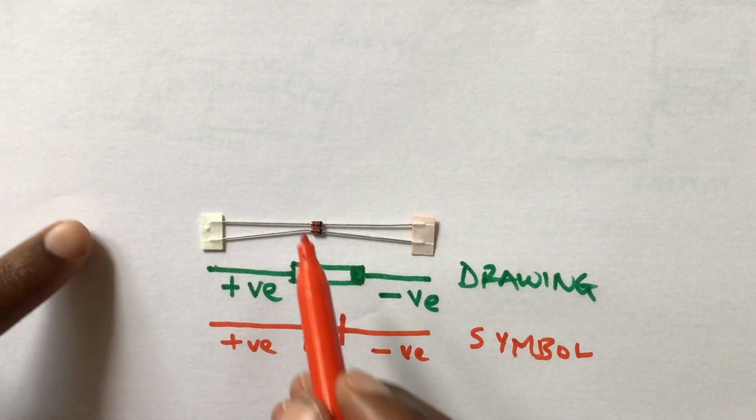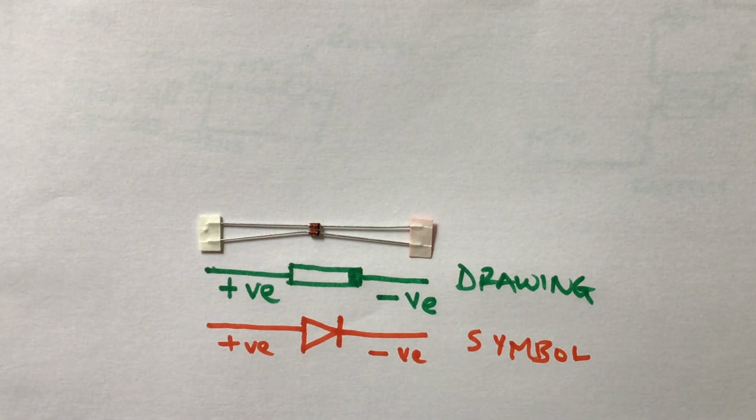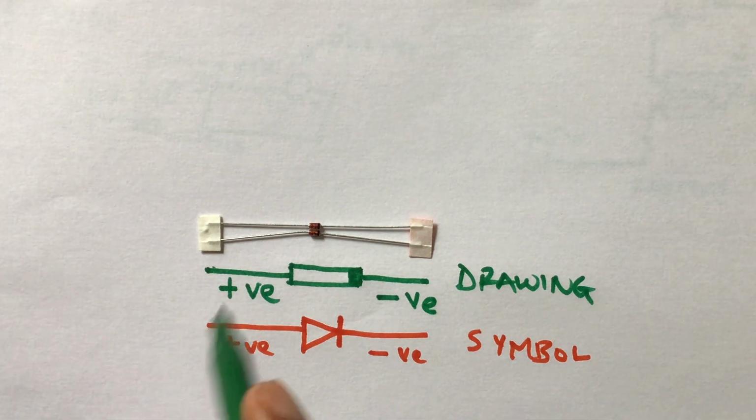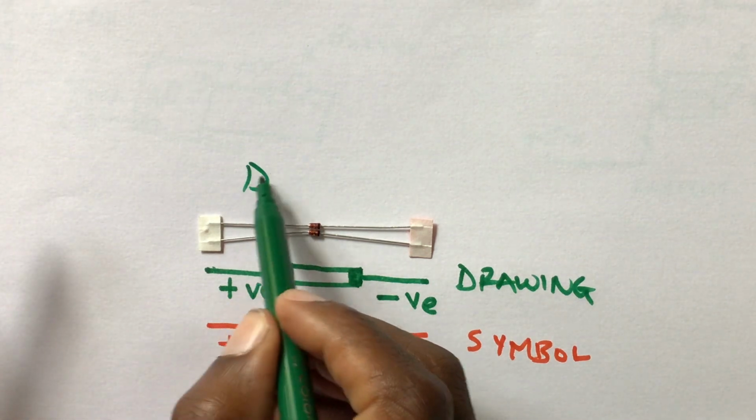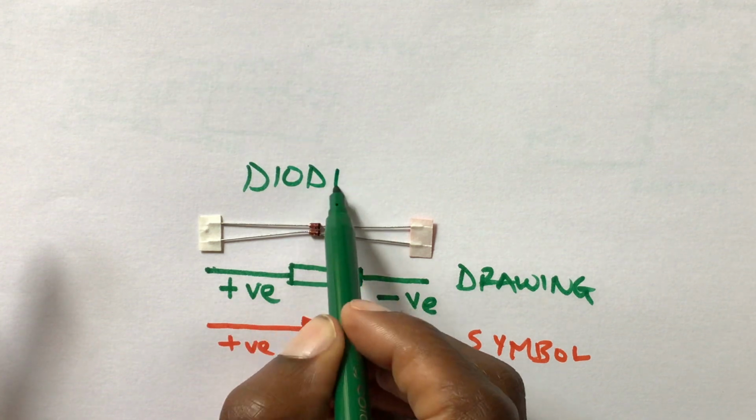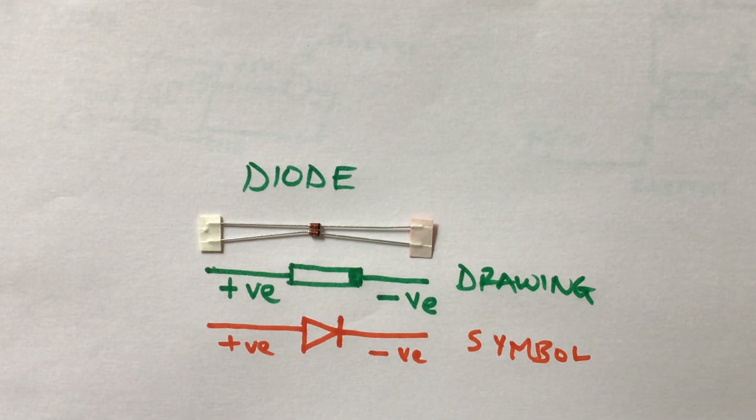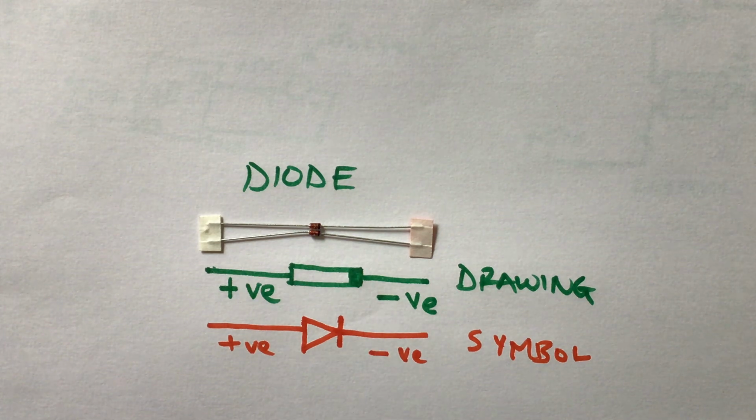Let me make sure that we have the name written here so that we know that we're talking about a diode. Now that you know what a diode is, you've seen a drawing of it, and you now know the symbol of a diode, how it's represented in a circuit.